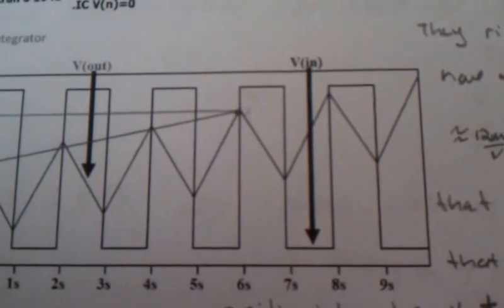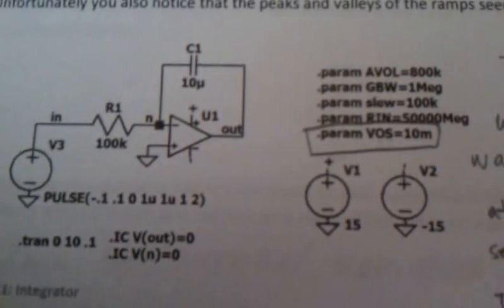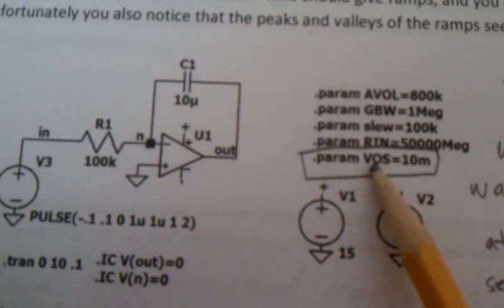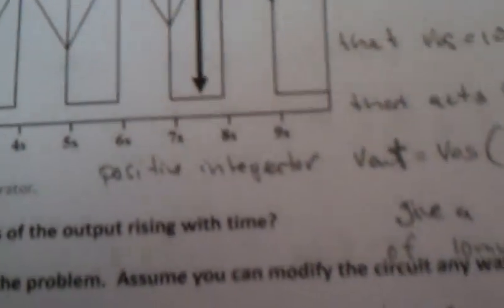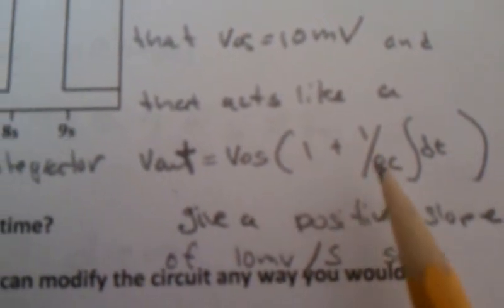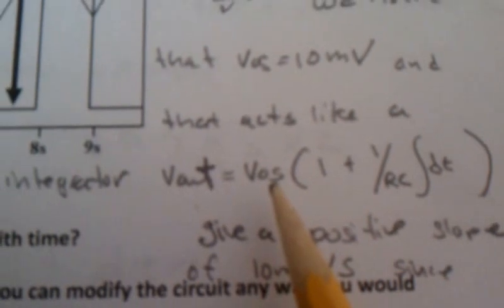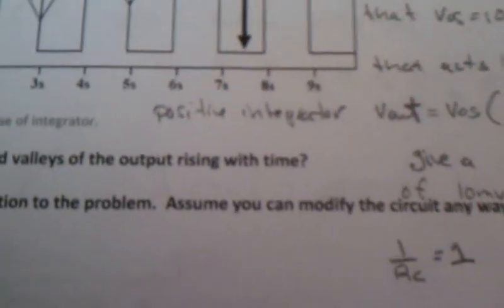Okay. Well, that means we are integrating some kind of positive signal, and if we look, we see V offset in this case is 10 millivolts, which, if we look at this equation, V out equals V offset times 1 plus 1 over RC dt, with V offset being a constant, will give a positive slope.